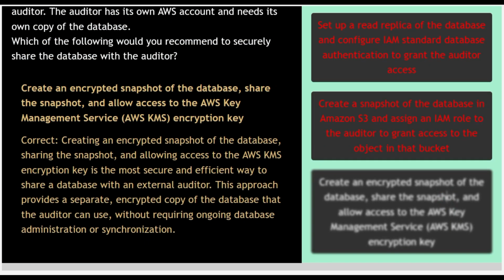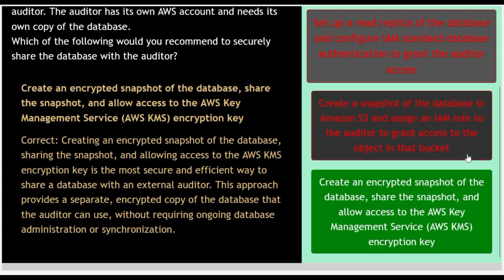Option number 4. Create an encrypted snapshot of the database, share the snapshot and allow access to the AWS Key Management Service encryption key. This option is correct, as creating an encrypted snapshot of the database, sharing the snapshot and allowing access to the AWS KMS encryption key is the most secure and efficient way to share a database with an external auditor. This approach provides a separate encrypted copy of the database that the auditor can use without requiring ongoing database administration or synchronization. So at last, option number 4 is the correct answer.